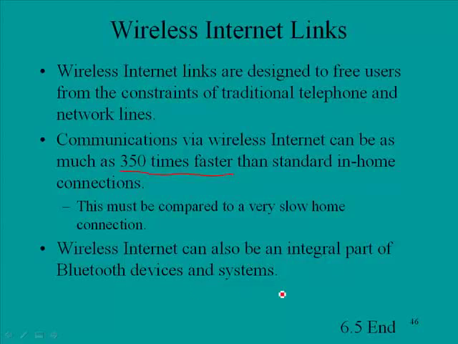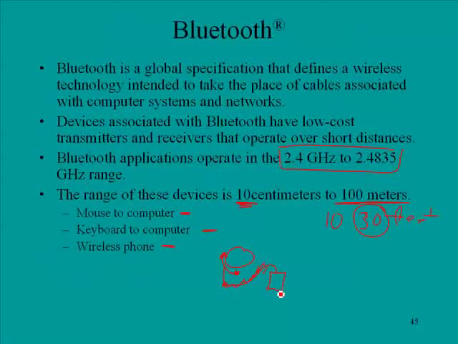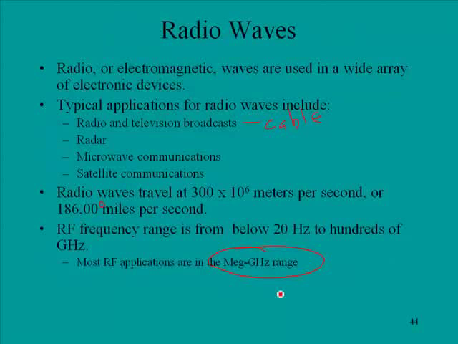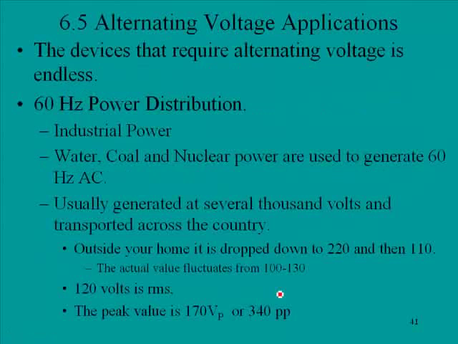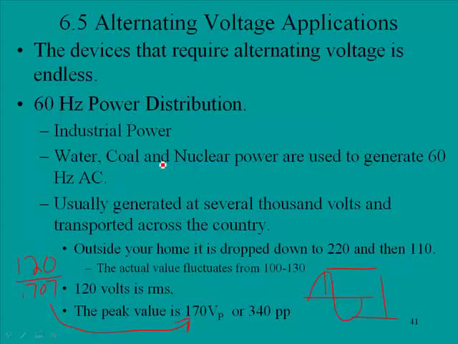Okay, so this concludes our discussion, or at least our introduction, to alternating current. We've been looking at some of the applications that you can do with alternating voltage. We looked at wireless internet, Bluetooth, radio waves, ultrasound waves, and sound waves. And then we also looked at the generation of AC for power distribution.